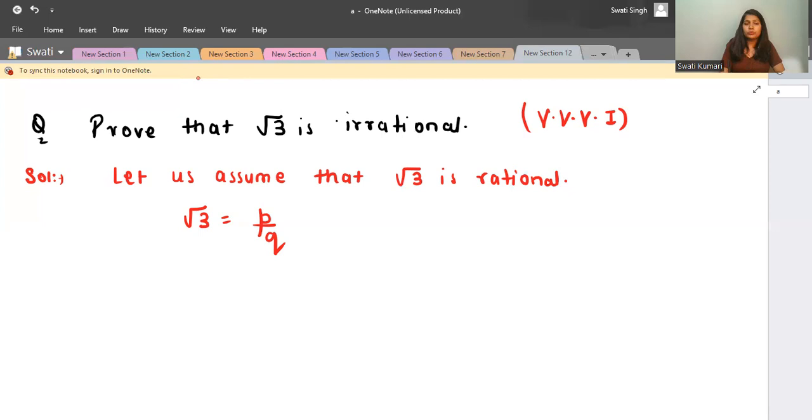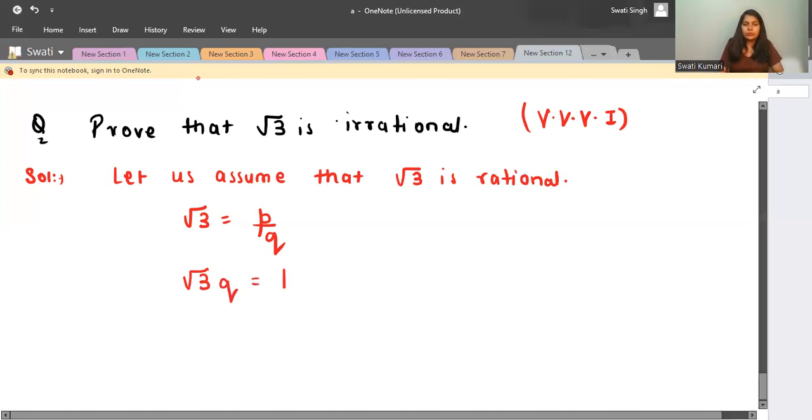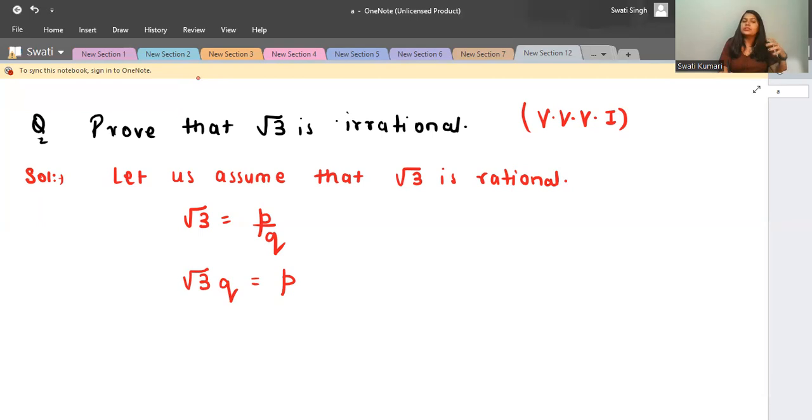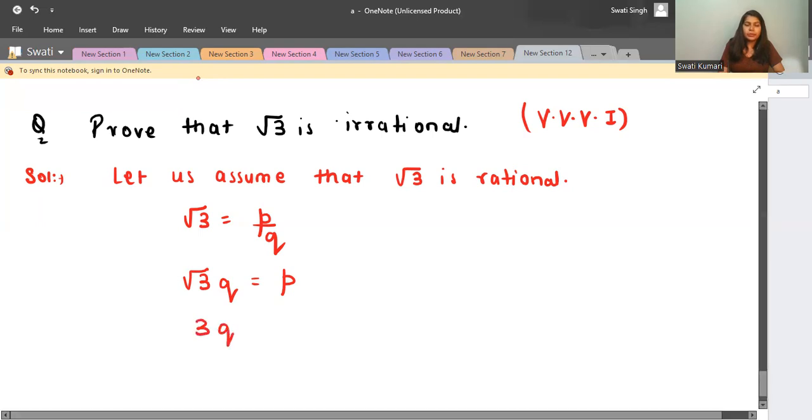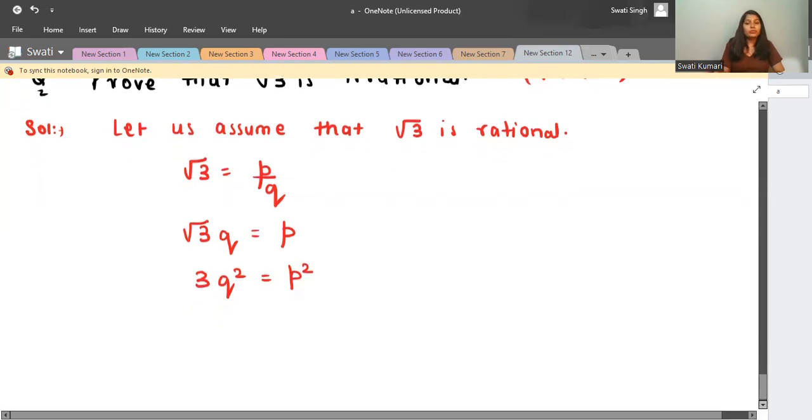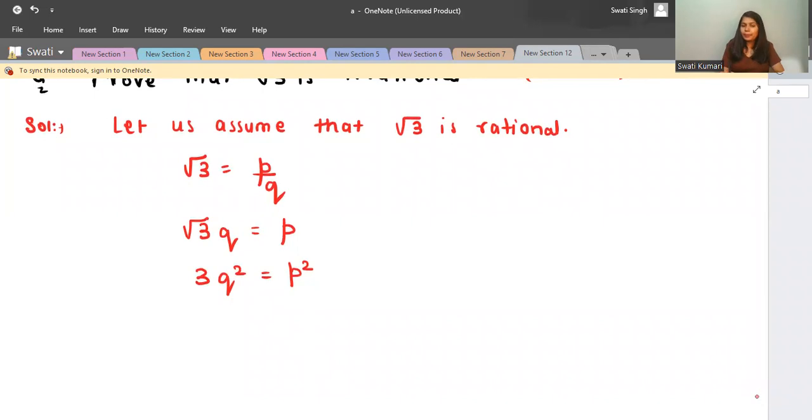Here, I'll be writing this as root 3 equals p by q. I'll just do cross multiplication here. So root 3 q is equal to p. Okay, I have done cross multiplication here. Now I will take the square on both sides. So taking the square on both sides, this will become 3, this will become q square, and this will become p square. Correct?